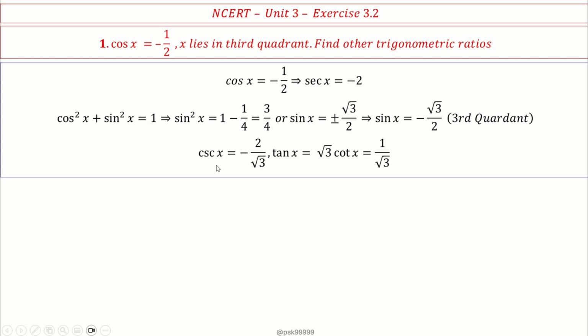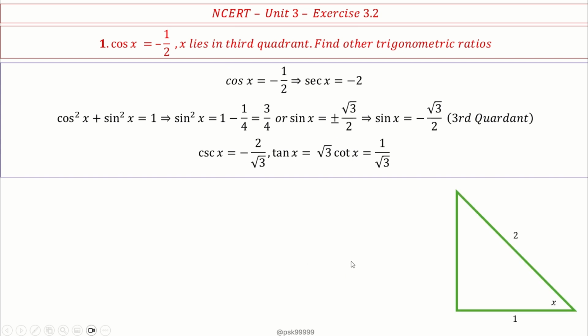Okay, and then from that you can get cosecant, tan x, cot x, everything. So this is one way. Once you get the sin x value of plus or minus root 3 by 2, you have to decide, because it is given that x is in the third quadrant. In the third quadrant, sine is negative. That's why I took only minus root 3 by 2. So these things you should take care of.